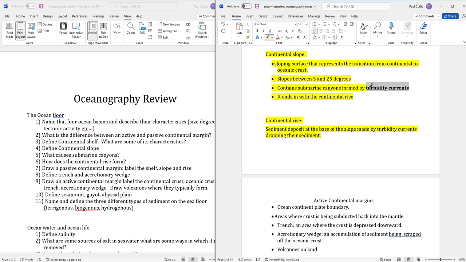I accidentally unhighlighted turbidity currents up here. Let's fix that. There we go. Okay, so once again, 5 and 6 have the same answer.